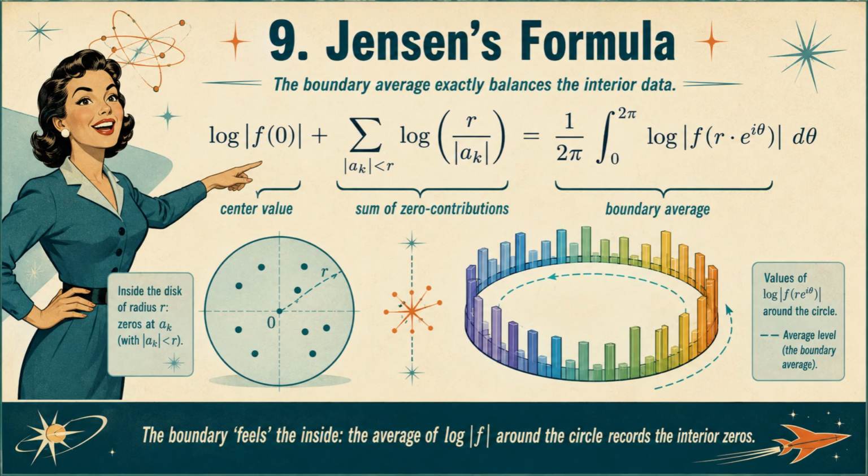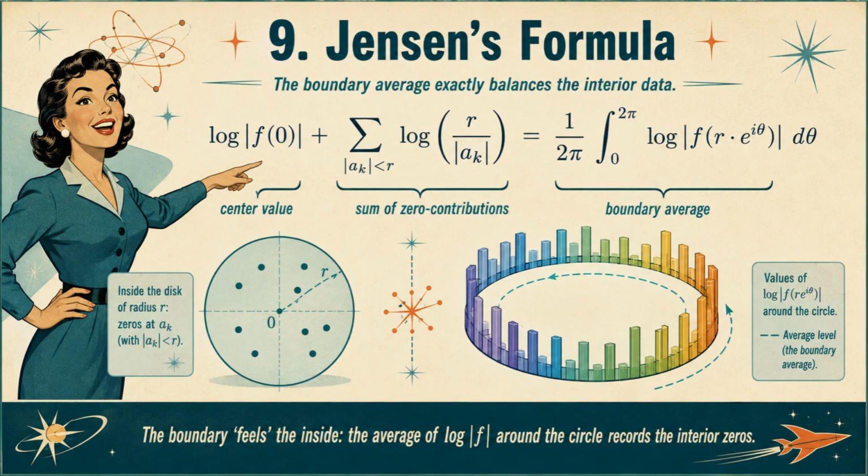Now the full balance appears. The inside side says center value plus all the zero add-ons. The boundary side says average log size around the outside circle. Jensen's formula says these two sides are equal. That means the boundary average is not just an outside measurement. It contains information about the interior zeros.